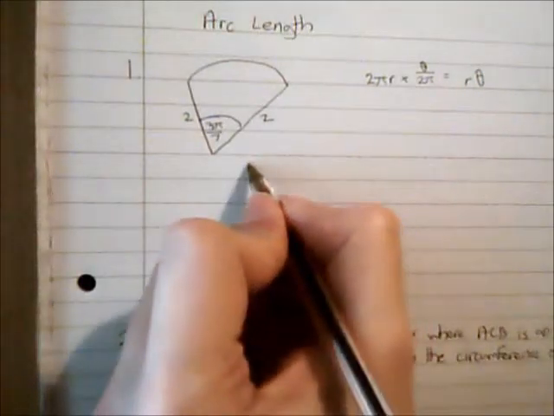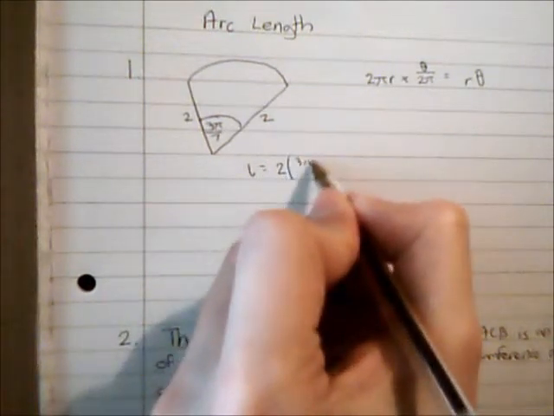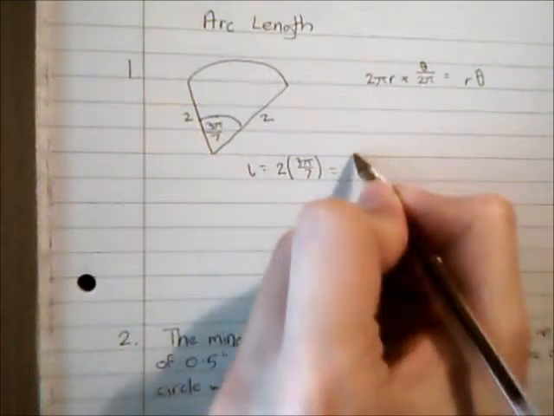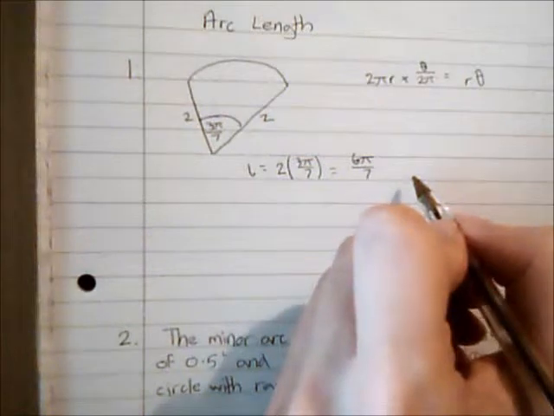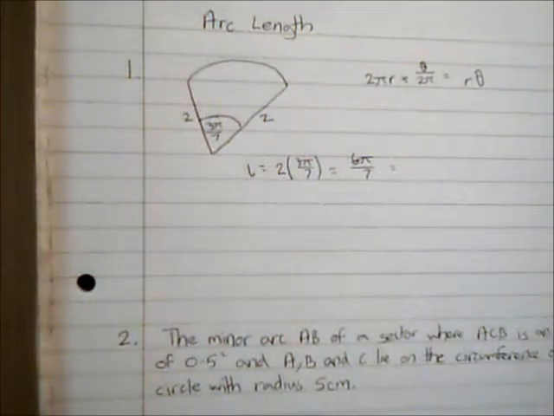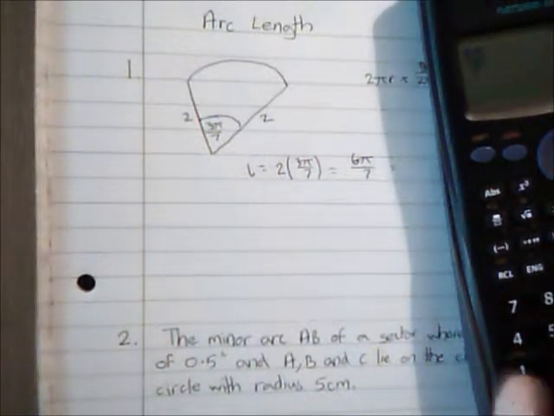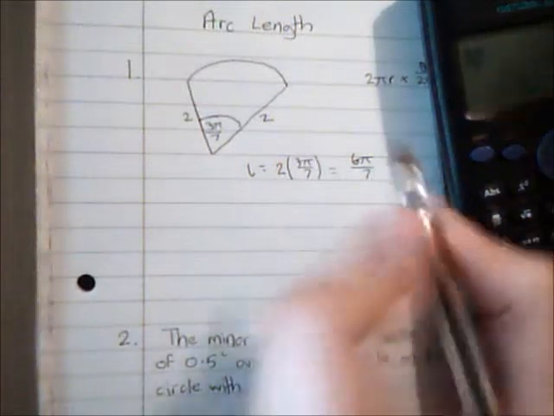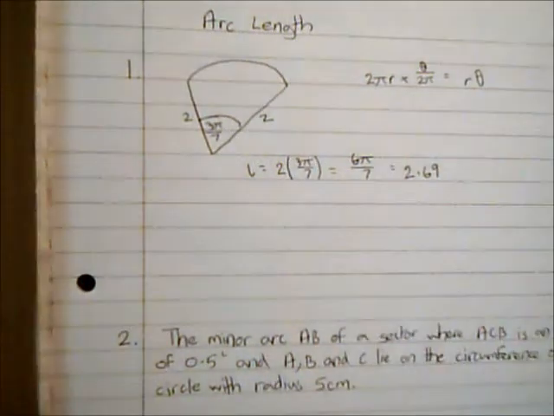So the arc length is given by r multiplied by 3 pi over 7, which is then 6 pi over 7. And I could leave my answer like that, but because it's a length, it's possibly easier if I do it as a decimal. So I'm just going to put 6 pi over 7 into my calculator, and that will give me 2.69. So 3 significant figures.